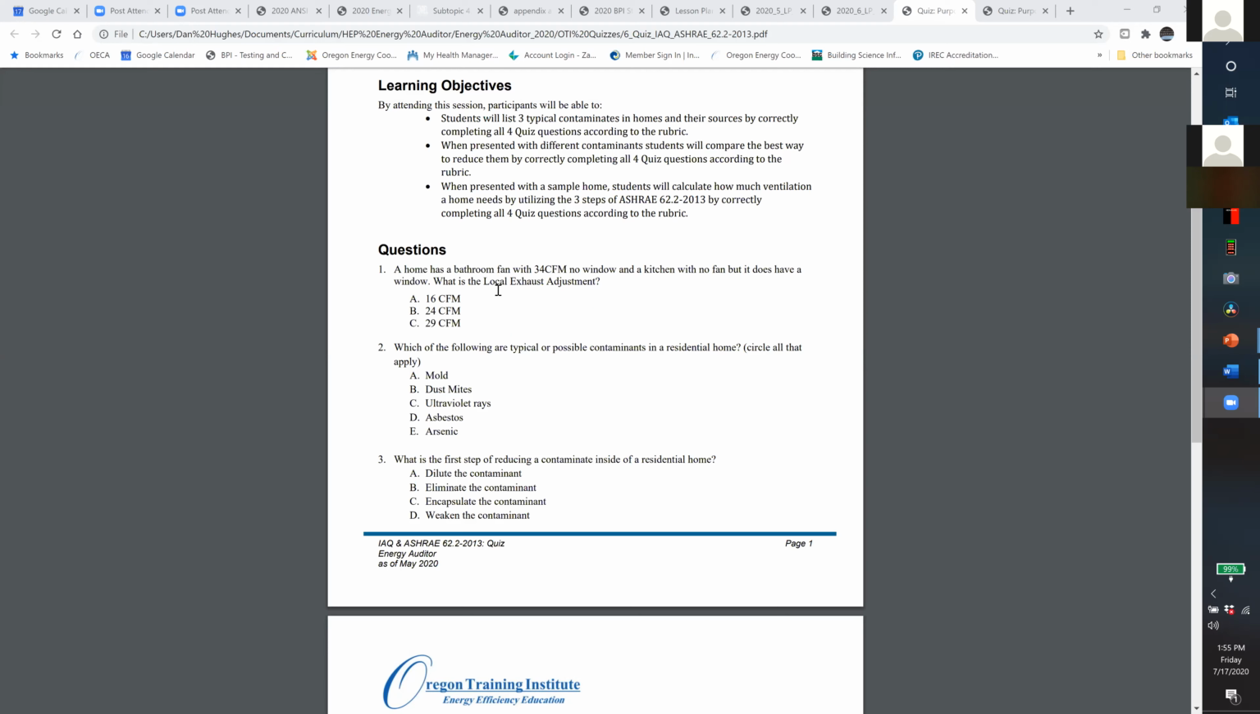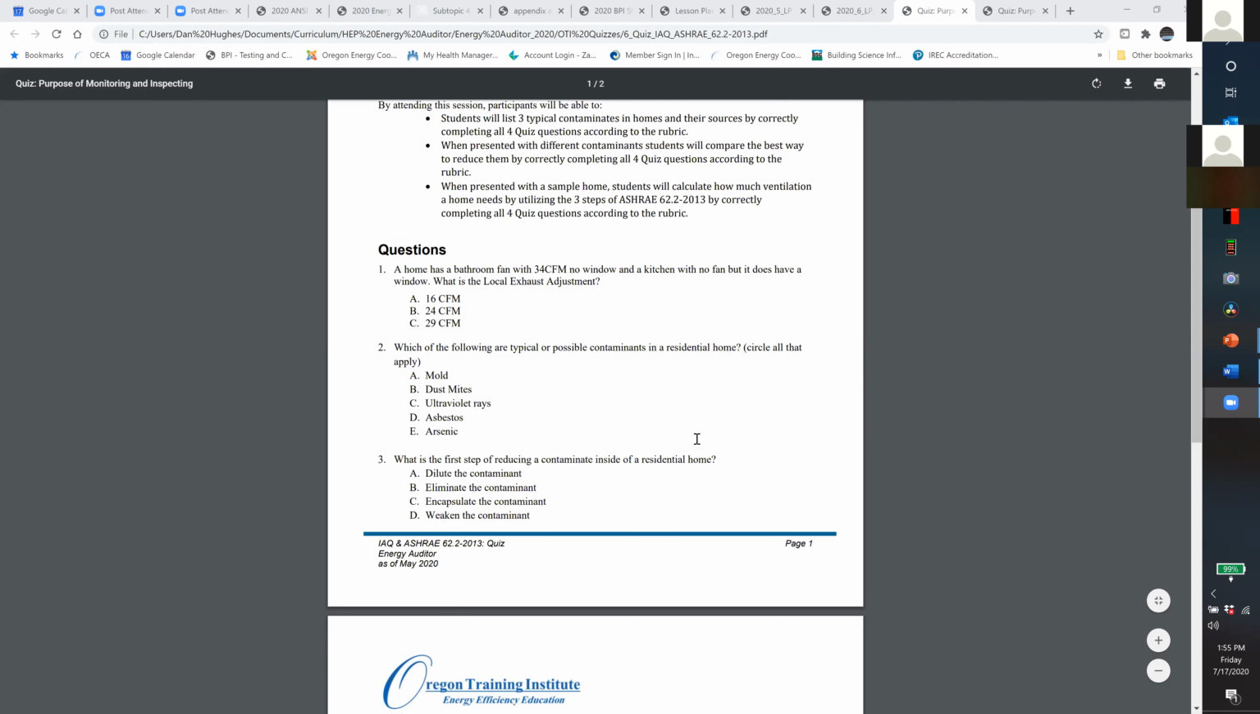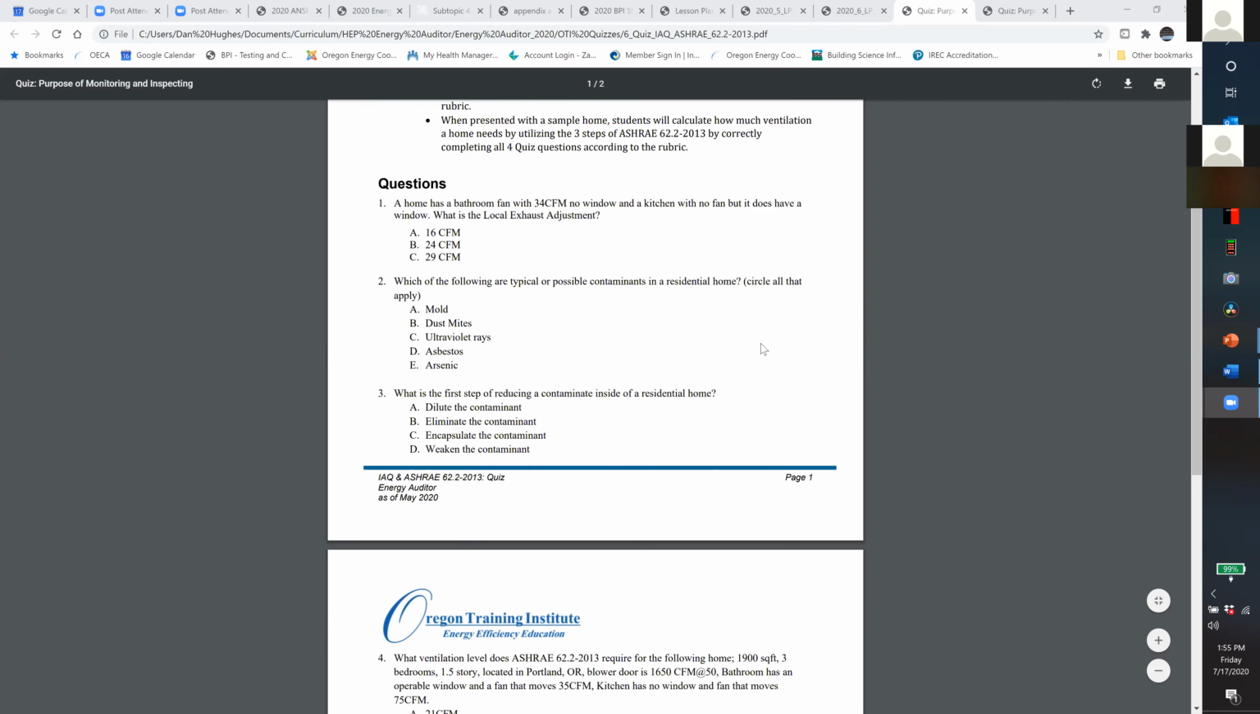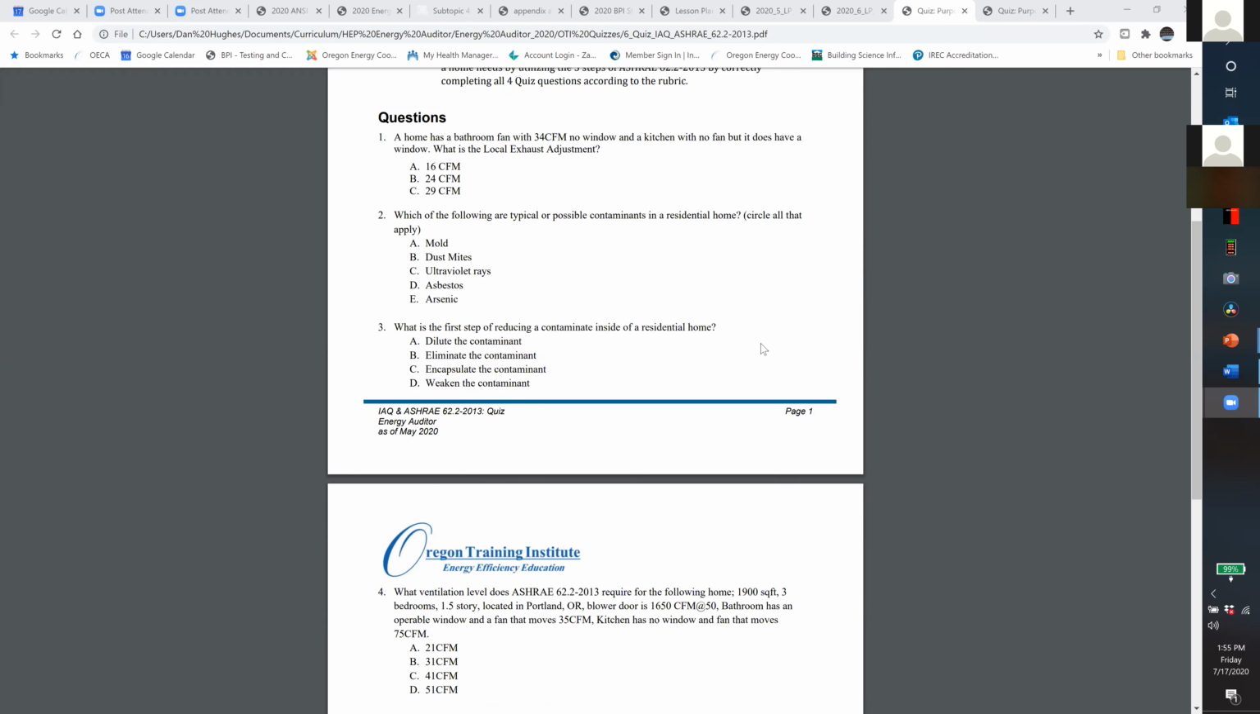All right, everybody have a chance to make their way through all these questions? Let's go over the answers together. On number one, a home has a bathroom fan with 34 CFM, no window, and a kitchen with no fan, but does have a window. What is the local exhaust adjustment? Anyone want to volunteer an answer?